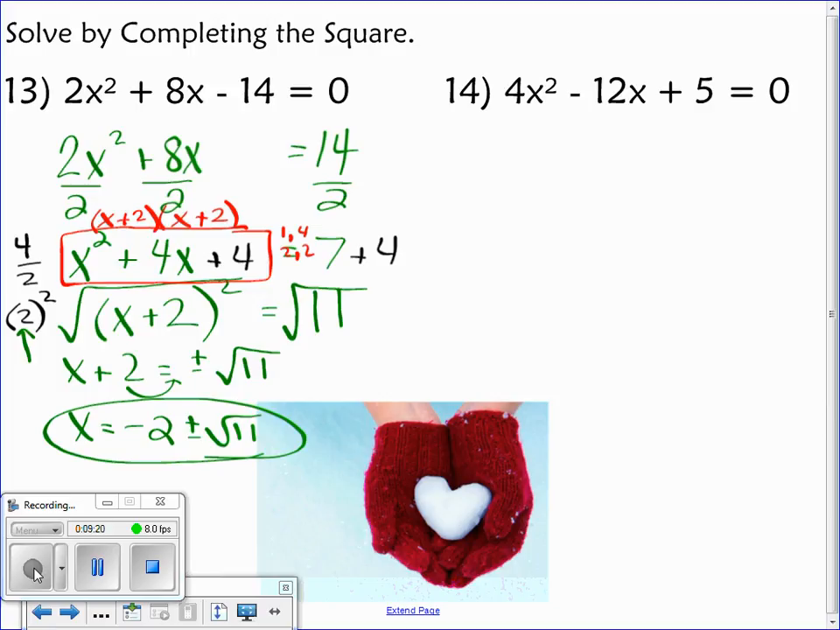All right, let's take a look at 14. Why does this one right from the get-go kind of give people trouble? When you're dividing by your a value, you can see right away it's not going to be pretty. That's okay. Let's go with the first step. Let's move the 5. So 4x squared minus 12x equals negative 5. Good? Then what? Good. Now divide by 4.